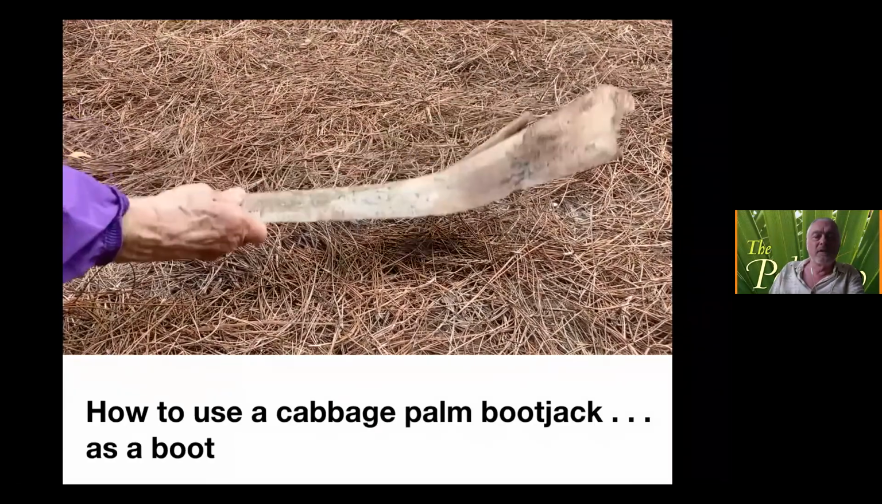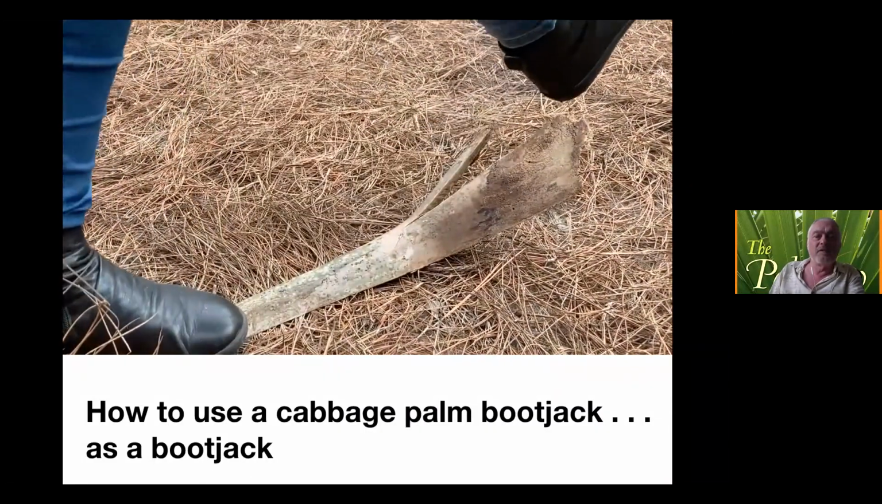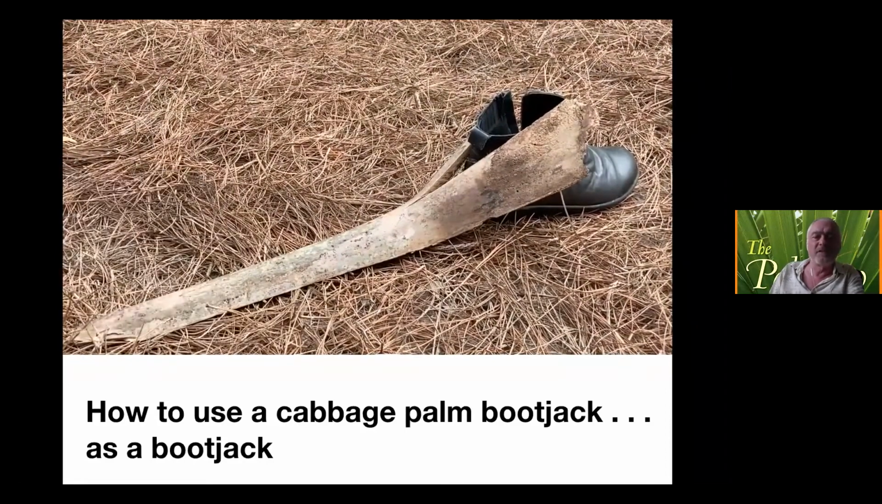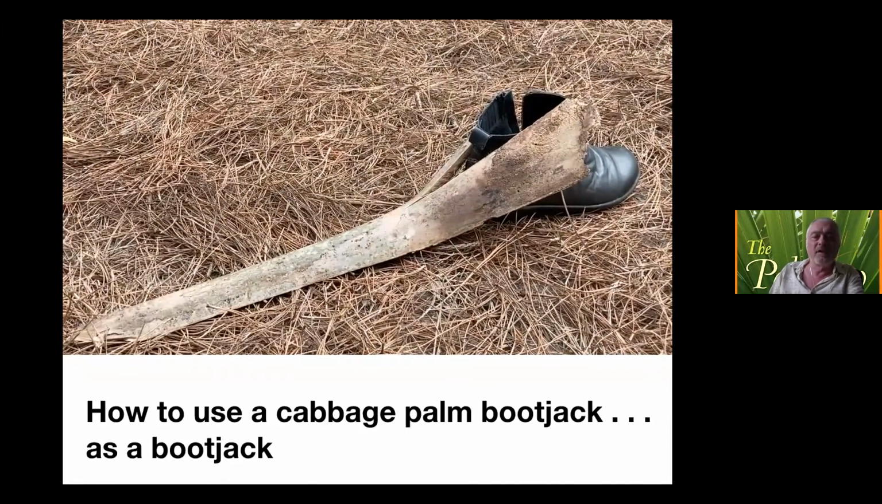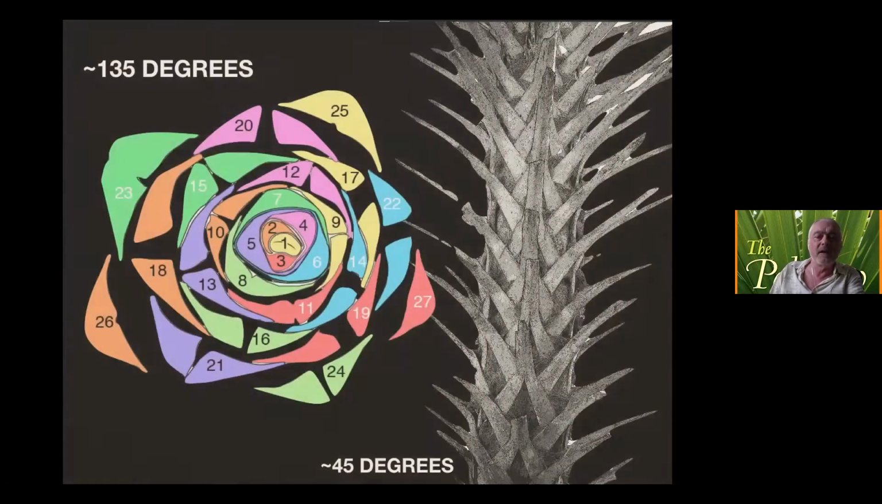So you simply turn it over, step on one end, stick your boot in the Y shape, and then pull it off. It sort of does the opposite of a shoehorn. It helps you take footwear off. So that's why they're bootjacks. And so ones that still have their boots on are referred to as being booted, and where they've all fallen off, that's called slick, if you want to buy some. And you can get them half and half.